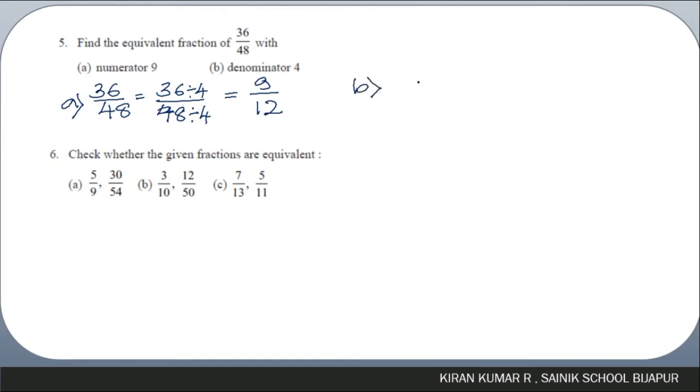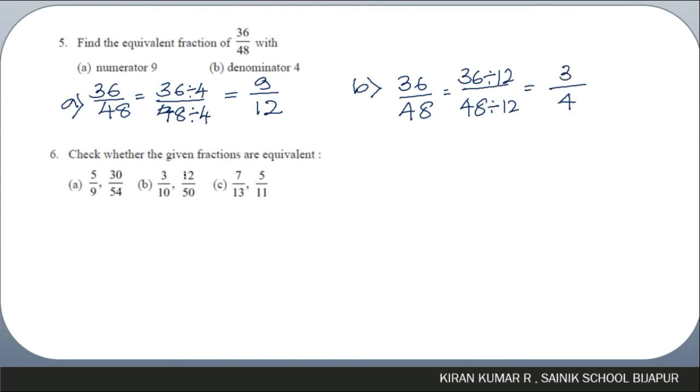In the second one, we need to get the denominator as 4. So 48 has to be divided by 12, we get denominator 4. So the numerator is divided by 12 to get 3 by 4.